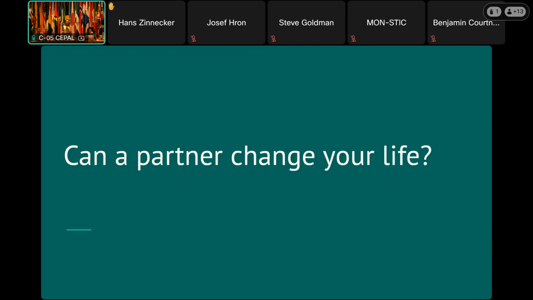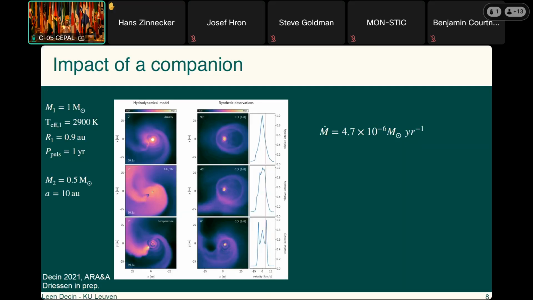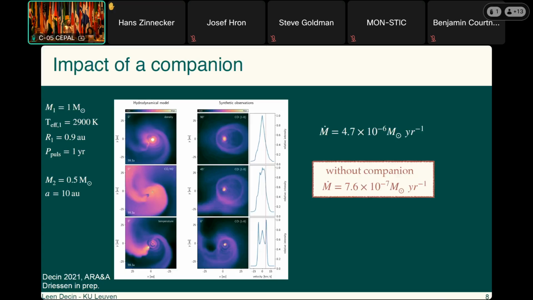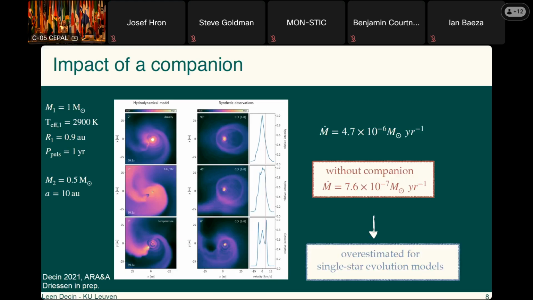And then the question is, can a partner change your life? I think we all know the answer. Yes, it does. Since if we deduce from these observations the mass loss rate including the companion, we have a mass loss rate of around 5 × 10⁻⁶. If we do the same simulations without the companion, the mass loss rate is roughly a factor of 6 lower. This has important consequences, since it implies that our mass loss rates have been overestimated if we are using them as being single stars. So we are wrong.